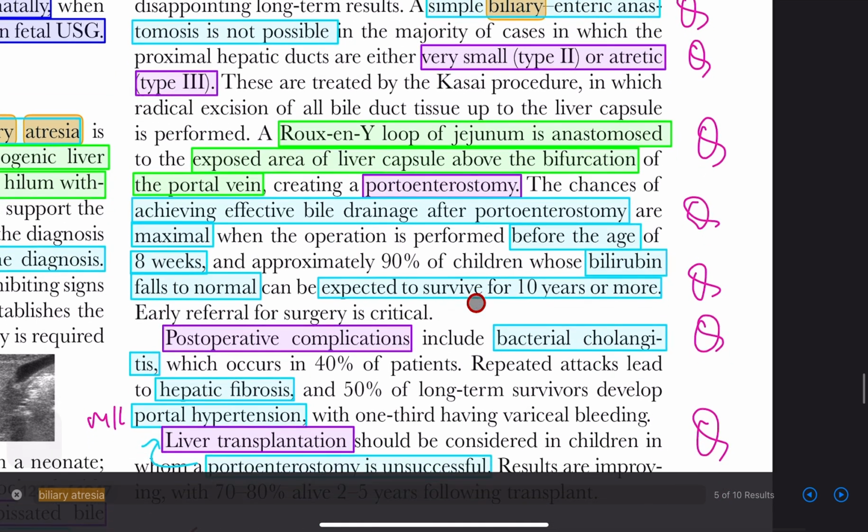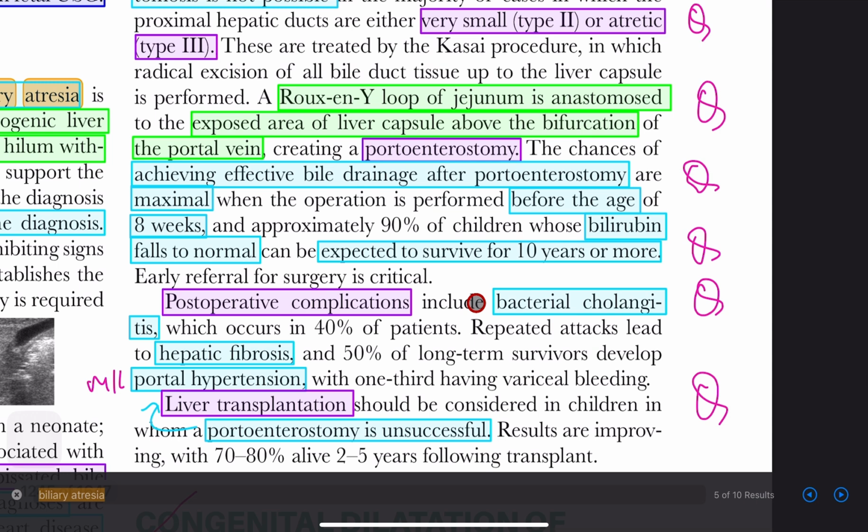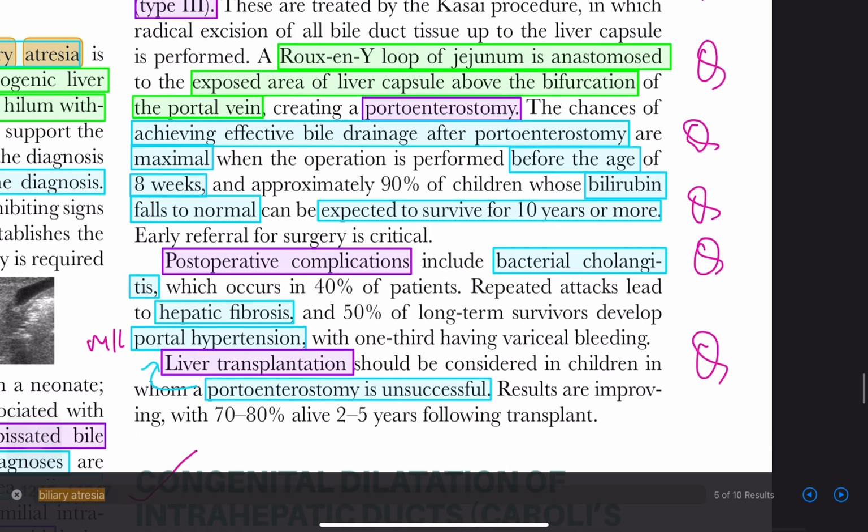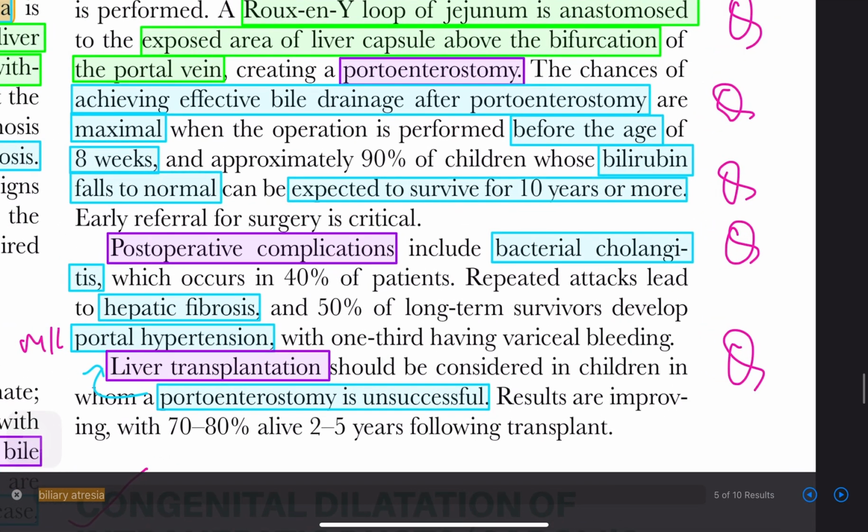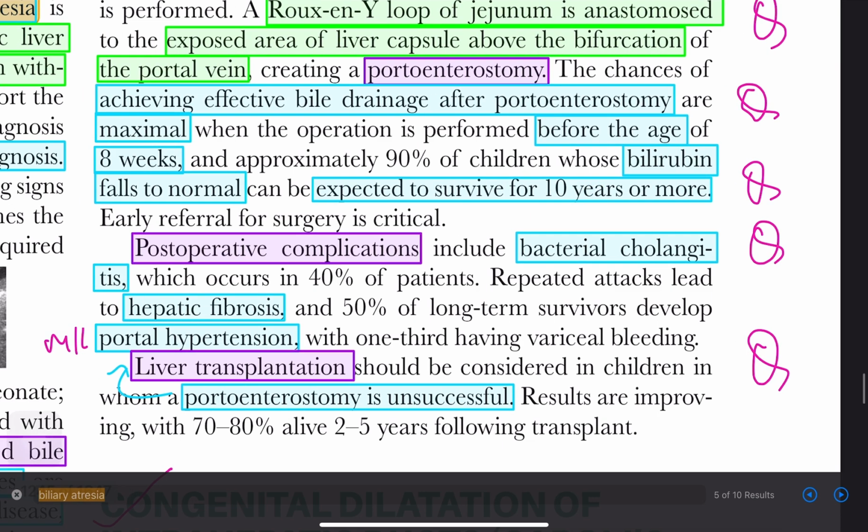Achieving effective bile drainage after portoenterostomy is maximal when done before the age of 8 weeks. This is a very important line: before 8 weeks. If bilirubin falls to normal, the expected survival for that child is almost 10 years or more. Post-op complications are bacterial cholangitis, hepatic fibrosis and portal hypertension. If portoenterostomy is unsuccessful, you have to do a liver transplant.